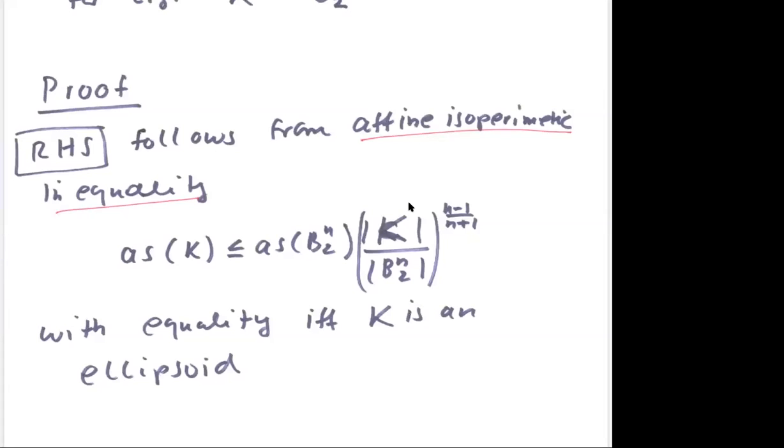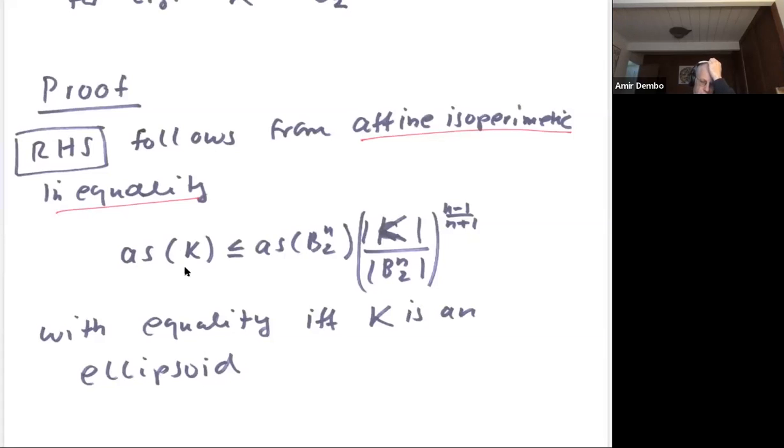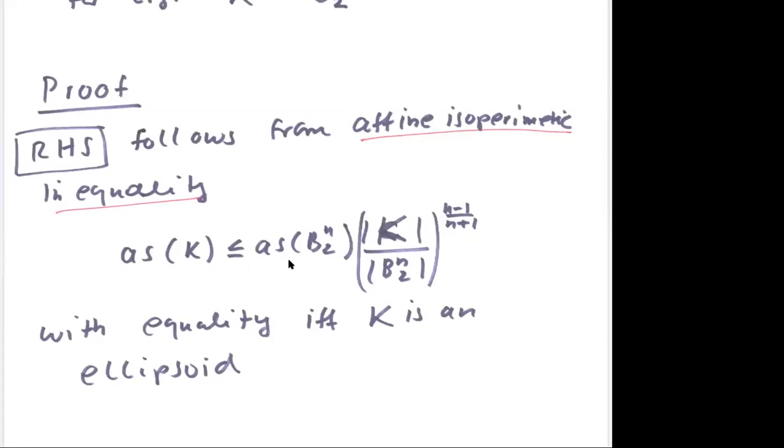And I now give a formal statement of the affine isoperimetric inequality. So what does it say? The affine surface area of a convex body K is smaller or equal than the affine surface area of the Euclidean unit ball times the volume of K divided by the volume of the Euclidean unit ball, and we raise everything to the power n minus 1 over n plus 1, with equality if and only if K is an ellipsoid.